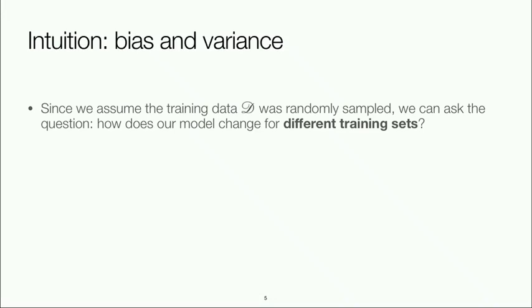So then we can ask the question, what if I had some different training set instead? What if I reran this process and sampled a new set of training data? Then how would my model change? What other model might I learn, depending on how I define the model and how I actually learn it? And here's some intuition for what that might look like and how it relates to the concepts of overfitting and underfitting that we talked about last time.